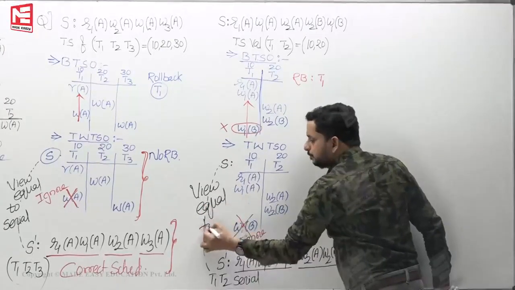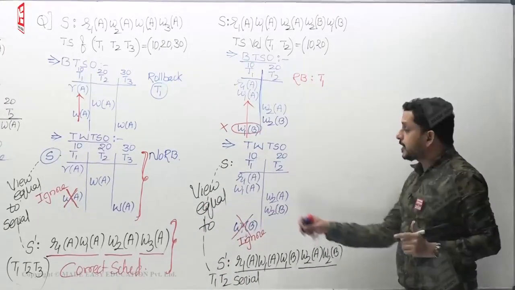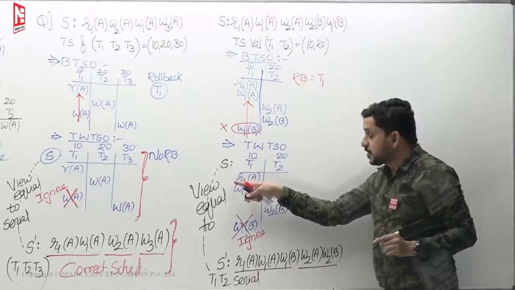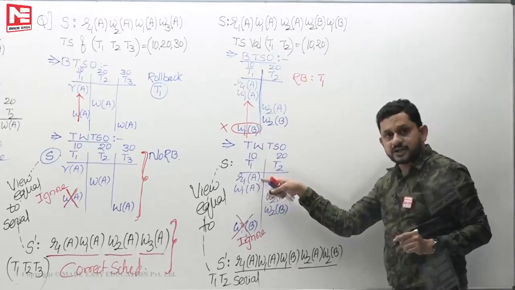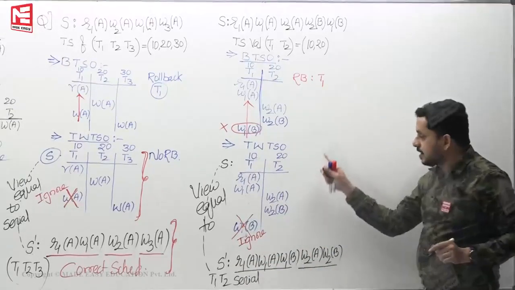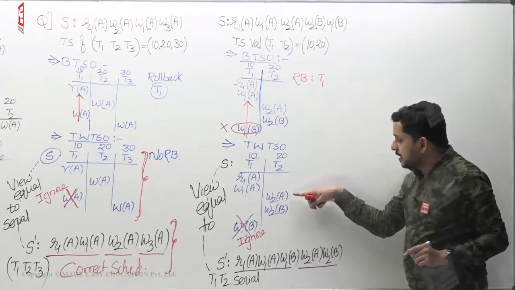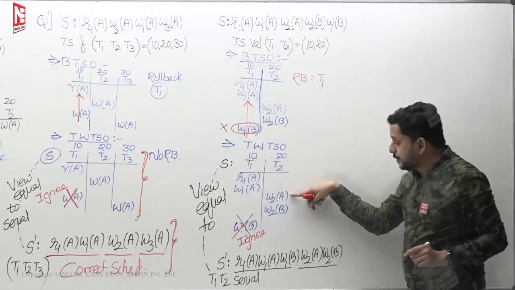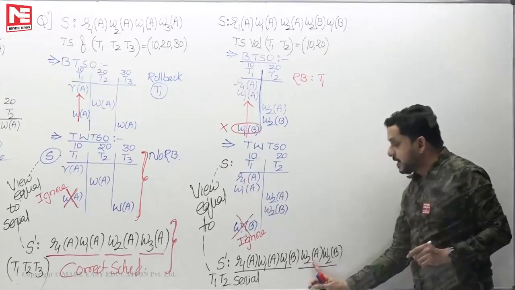View equal to the serial schedule. How to test view equal? In this given schedule, T1 reads A from the initial database. Here also T1 reads A from the initial database. In this given schedule, the final A is done by T2, here the final A is done by T2.